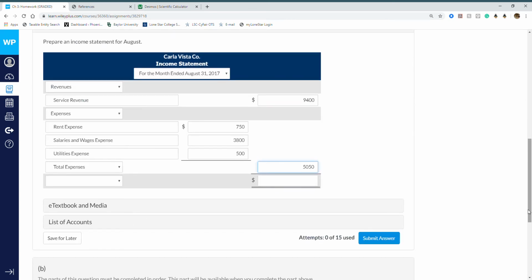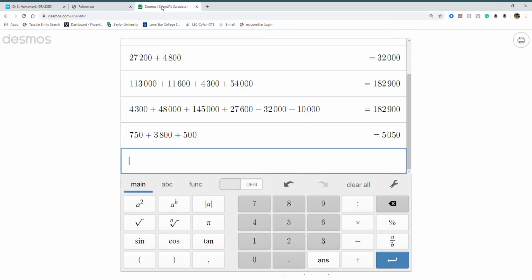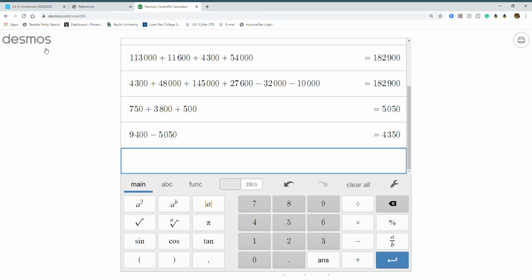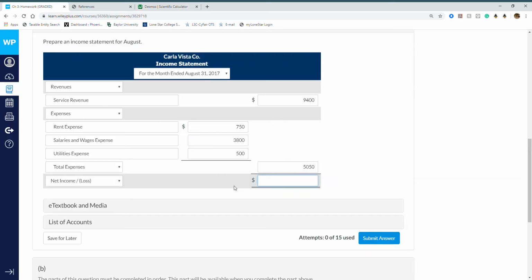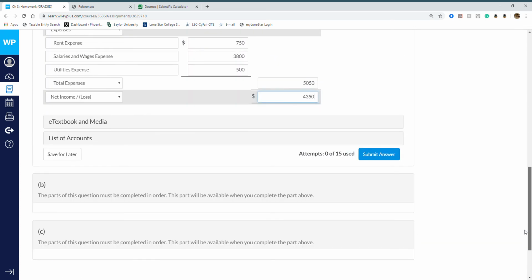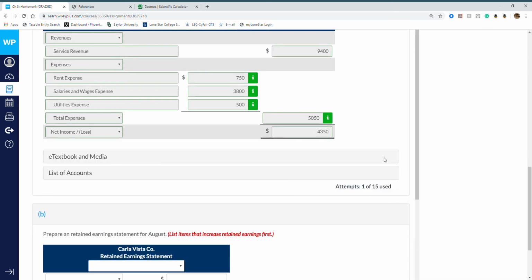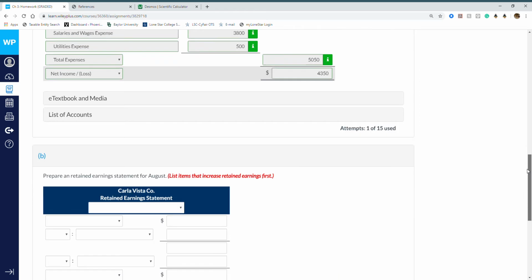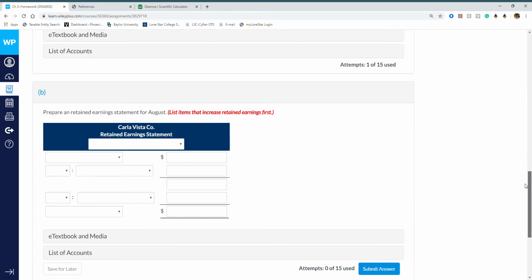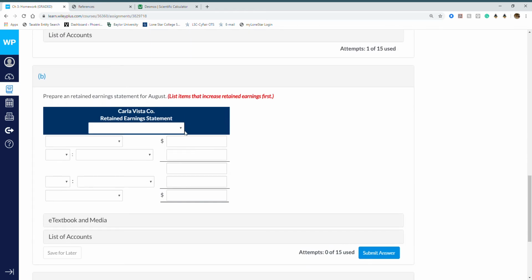Okay. So net income slash net loss. We have 9,400 minus 5,050 equals 4,350. And of course, we must complete this part, submit it before we can go to B. So we submit. Everything is correct. Now let's do B, which is the statement of retained earnings.